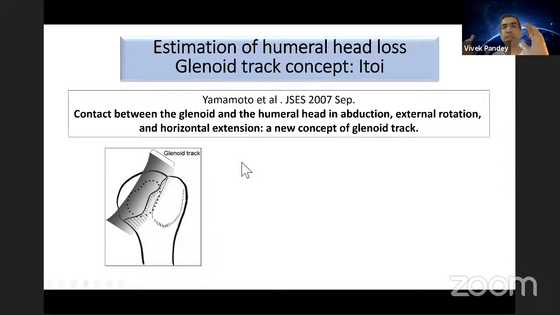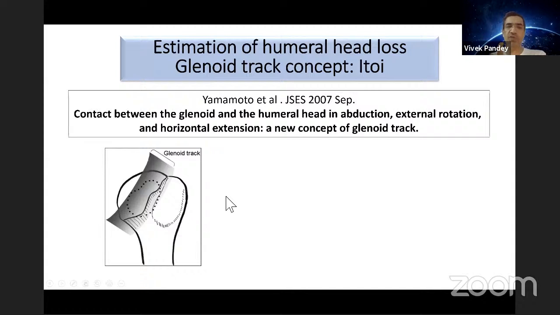Then came the glenoid track. This is where I think the entire concept of management of Hill-Sachs lesion changed. Till then, everyone was saying, yeah, it is large, it is big, it is small, it is this, that, but no one was telling whether to manage it or to leave it. So Yamamoto, when he first published a study in 2007, came up with this glenoid track.